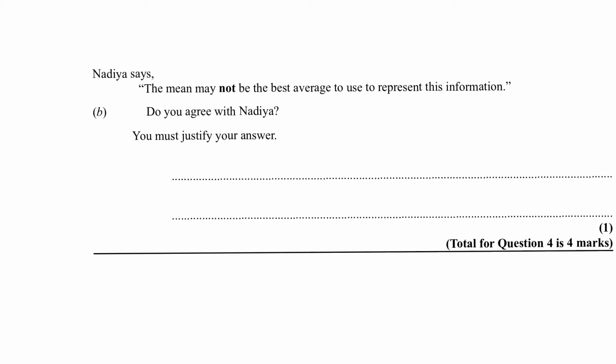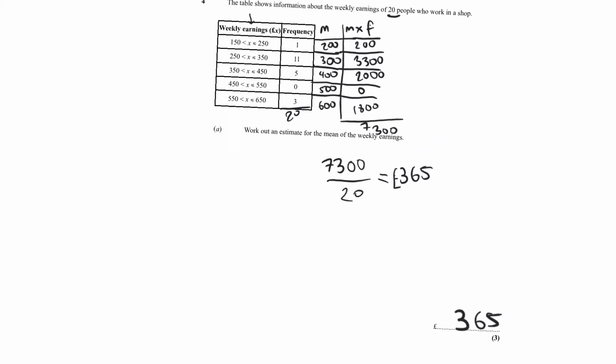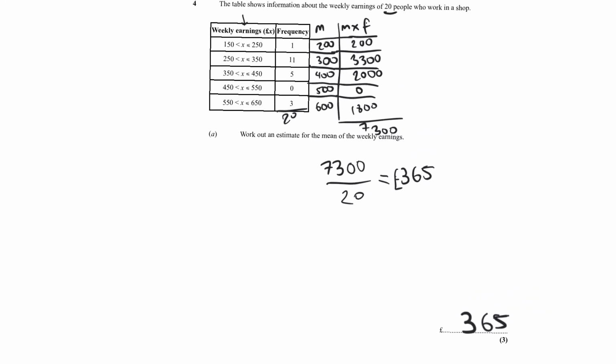Yes, we do agree with Nadia, because unfortunately, let me go back up. Unfortunately, when it comes to working out the mean from frequency tables, it doesn't exclude any outliers, any potential outliers, or any data that may not best fit the rest of the graph. So the problem is that our calculation may include some anomalous data. So therefore, the mean is not exactly the best average to use.